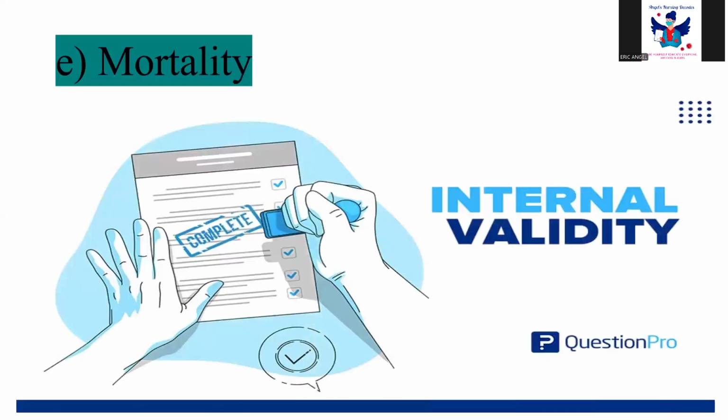Next, mortality. Mortality is the loss or dropout of the study subjects during the course of the study. If the subjects who remain in the study or join later are not similar to those who dropped out, the results could be affected. The longer the period of the study, the more are the chances of subject mortality. For example, the researcher is conducting a longitudinal study wherein the subject who participated in the first round of the data collection may not be available for the second or subsequent rounds of data collection.